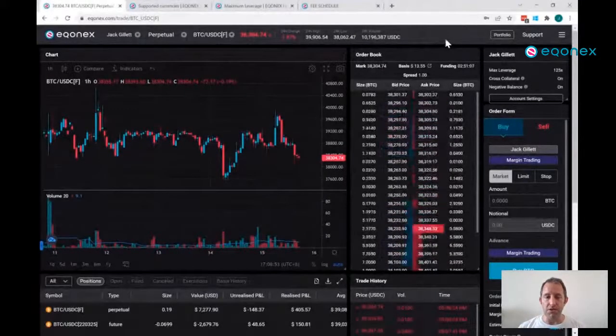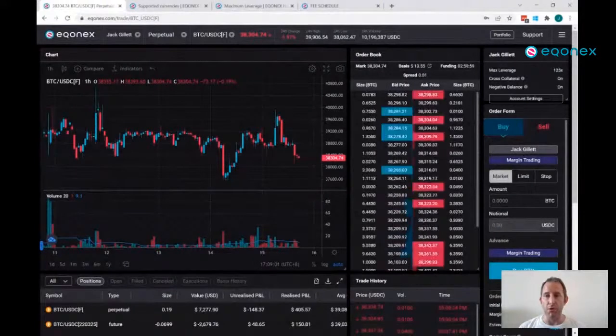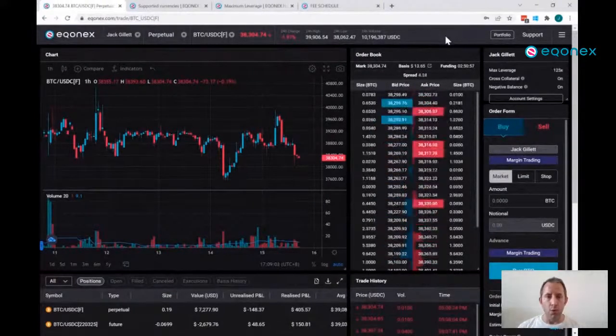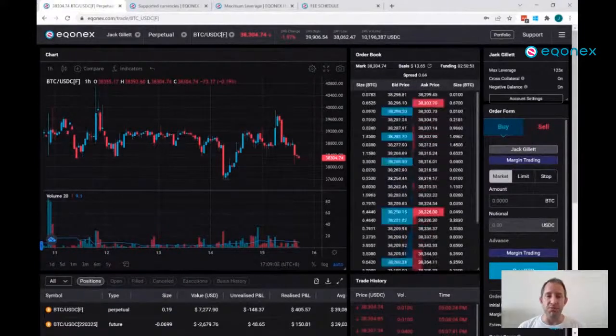When you first log into the exchange, you'll see a screen like this. It looks a little bit intimidating, but don't be worried. We're going to break down the things that you need to do to get started in the crypto world. Once you've got an account, the very first thing that you'll be interested to do is to deposit some funds. And there's a few ways that you can do this.